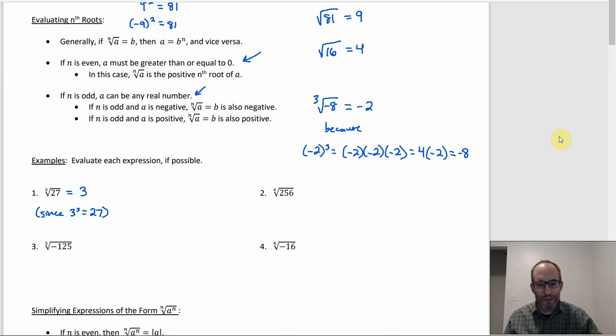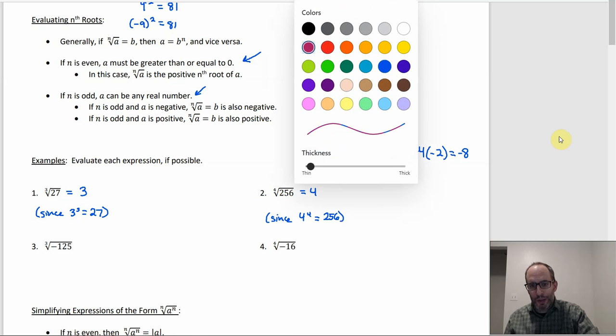And then 4 to the 4th power, that's it. So this is going to be 4. And that's since 4 to the 4th would be equal to 256. And if you don't see it right away, I guess you could start cycling through them.